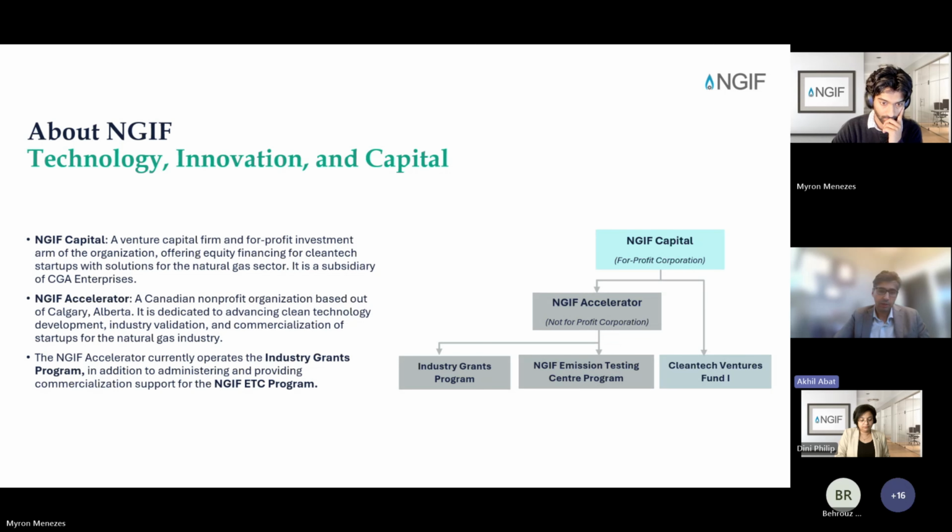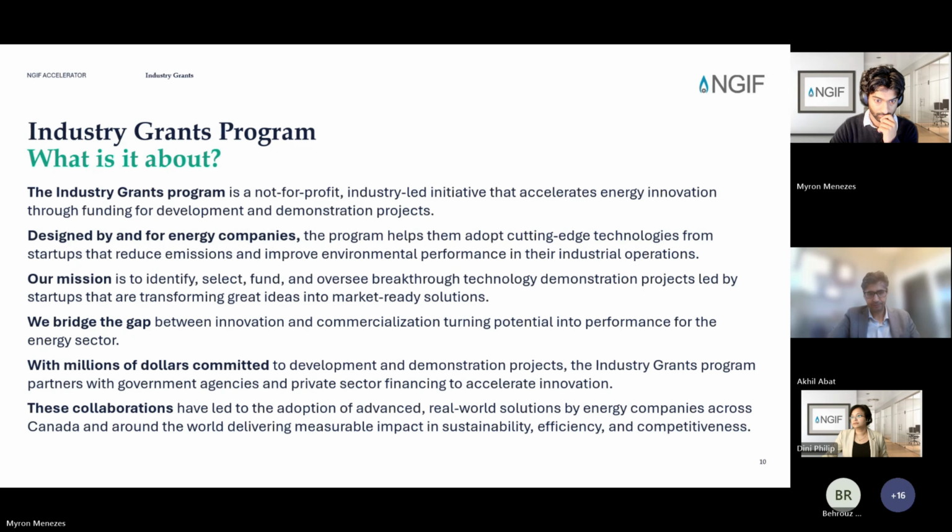Currently, we have two. The Industry Grants Program that we will go in more detail today. And then we also have an Emissions Testing Center program that's for the methane technologies to test and validate their solutions in a simulated environment, but also in a live environment. Next slide.